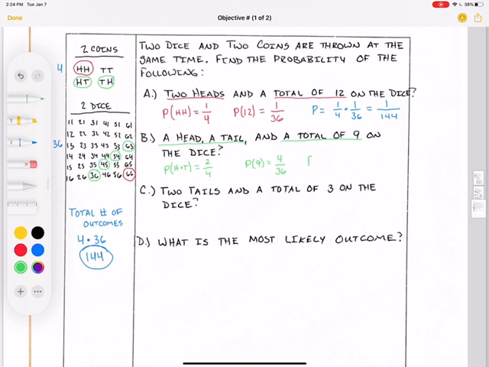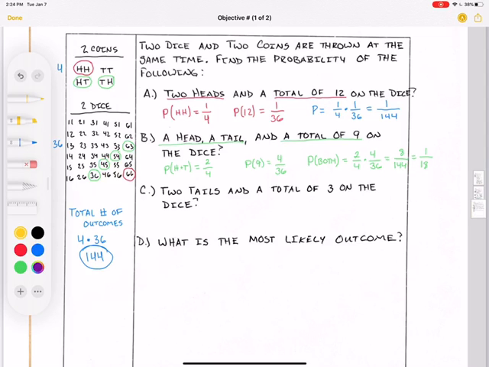And if I want to find the overall probability, I need to multiply them. 2 over 4 times 4 over 36, which is going to be, pardon me, that's going to be 8 over 144. And if I reduce that number, I can divide both of these by 8 actually, so that's going to be 1 over 18.